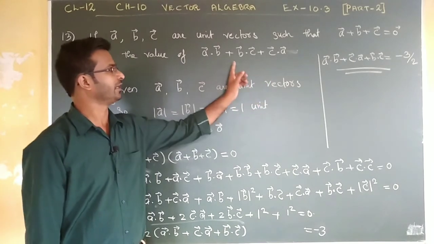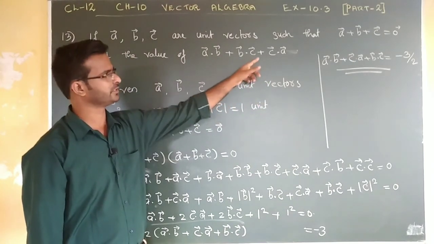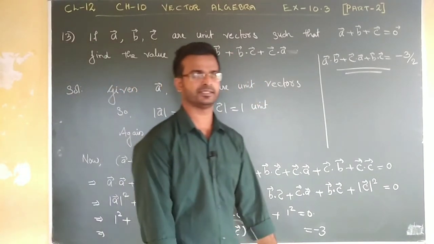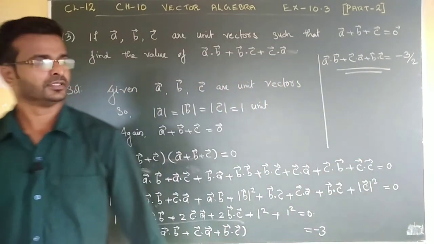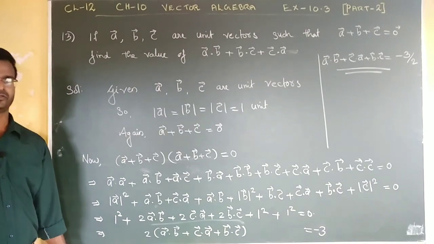This is our answer. We have to find out A dot B, B dot C, C dot A. We got answer minus 3 by 2. Just pause the video, write down in your notebook.